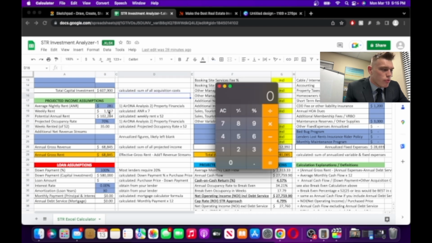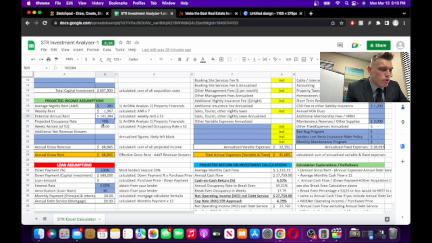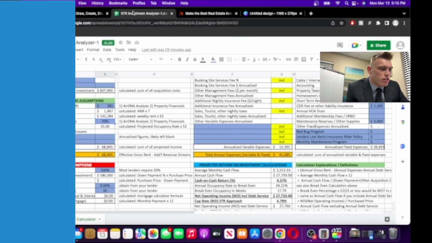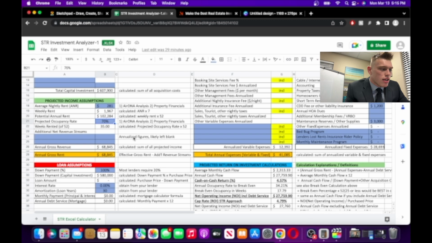That puts us at a weekly rent of $1967. We're going to multiply this out by 52 to get our gross projected annual rent amount before we calculate in our occupancy percentages. So as you see, this number is here in this box. Projected occupancy rate is 70%. So we're going to plug that in here. That gives us 35 out of 52 weeks rented.